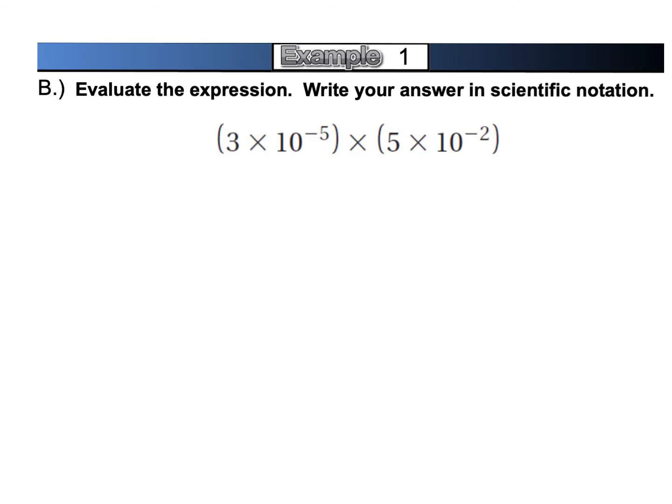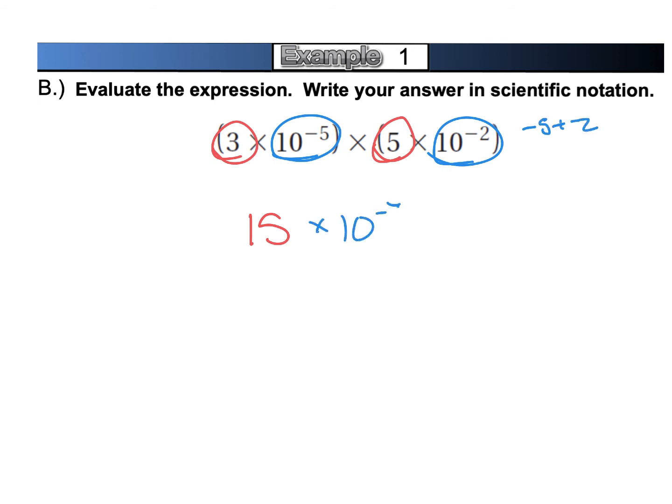Here's one where we would have to change. I got ahead of myself. So again, multiply the factors. 3 times 5 gives us 15. Do the exponents. So 10 to the -5th times 10 to the -2nd. So -5 plus a -2. That gives us a -7. Well, this is not in scientific notation. So we're going to take our decimal point. We're going to move it over 1. And because it was a bigger number, we're going to add 1. So we get 1.5 times 10 to the power of -7 plus 1 is a -6.